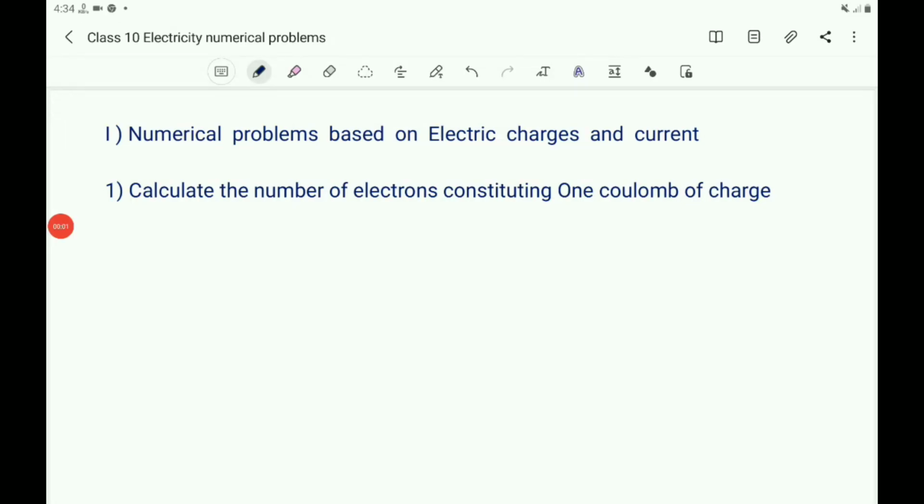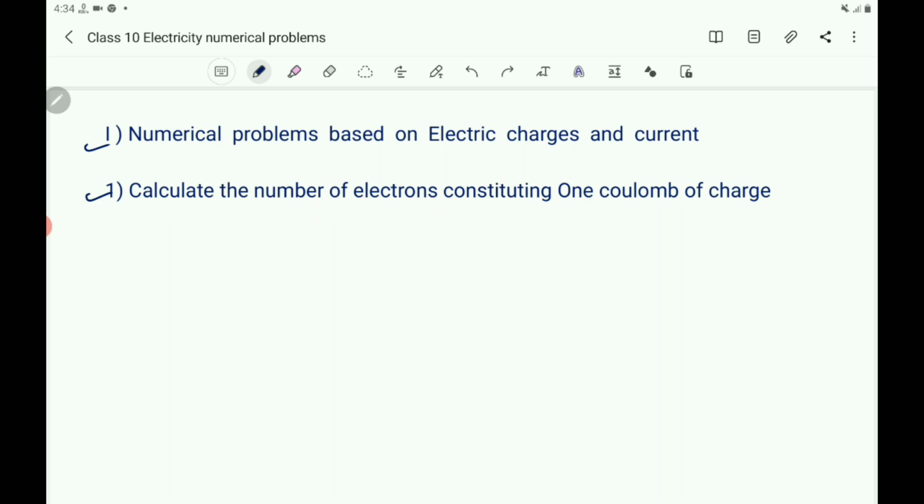Dear children, these are the numerical problems in the chapter Electricity. Now let us discuss the problems based on electric charges and current. That is, first let us discuss the numerical problems based on electric charges and current. The first question: Calculate the number of electrons constituting 1 coulomb of charge.